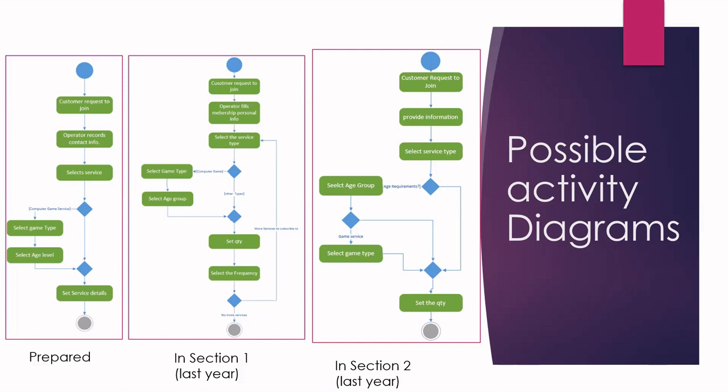Now in section 2, this is what we came up with. Now the fact that the age requirements may restrict the type of the game. So they decided that the age requirements should be selected first, and only if the age group is allowed for this type of game, you would go and set it. So there was a condition here based on the age group.